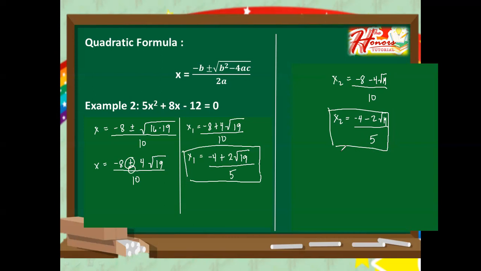So that is the roots of the equation 5x squared plus 8x minus 12 equals 0.